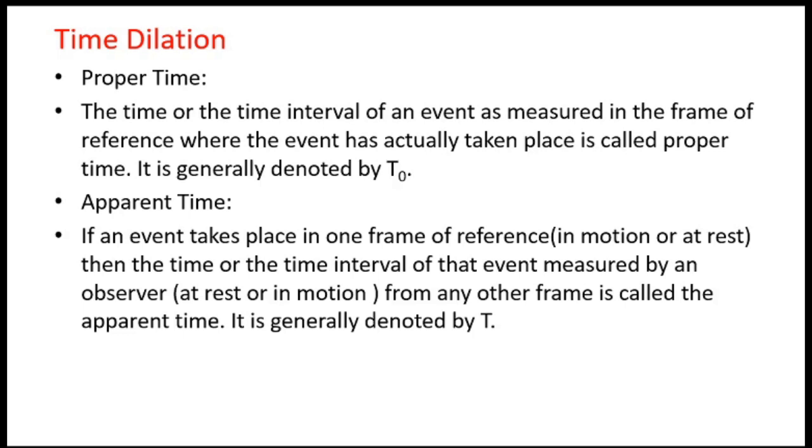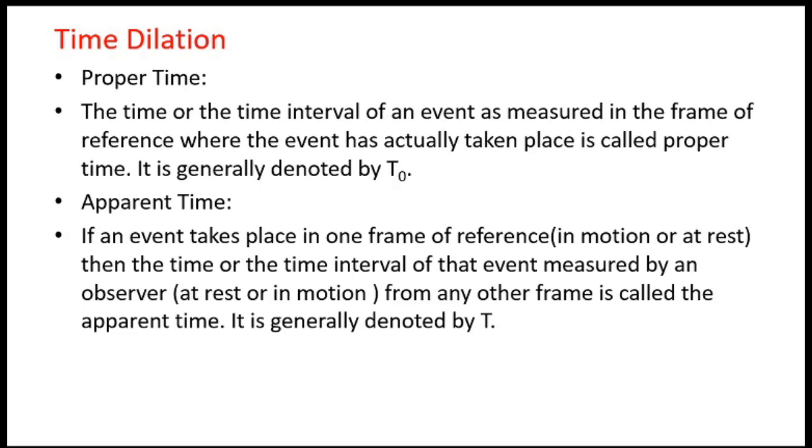And the time interval, if it is measured from another frame of reference, in our example we have taken S and S dash. Event has occurred in frame S. So if somebody is measuring that event time or time interval of that event in the frame S dash, then that time will be the apparent time.